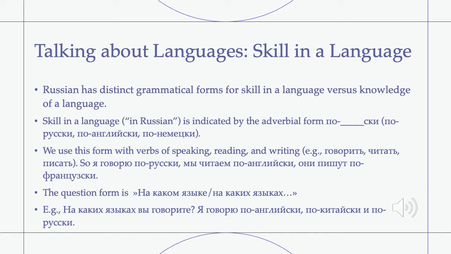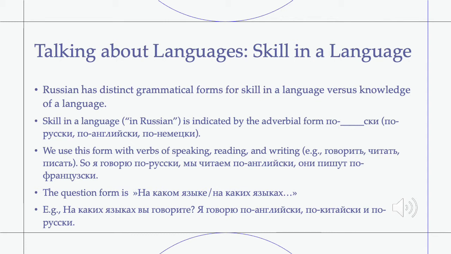Now let's talk about how to express skill in a language in Russian. Russian has distinct grammatical forms for expressing skill in a language versus knowledge of a language. When we want to talk about skill in a language, which we would often express in English with the construction "in," in Russian, we use this adverbial form where we have по, hyphen, and then a language that's almost always going to end in ski, s, k, i. For example, по-русски in Russian, по-английски in English, по-немецки in German.